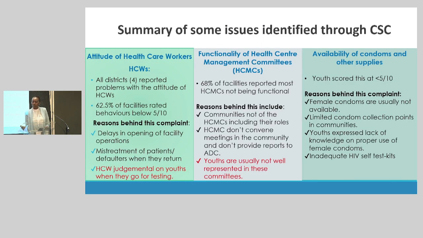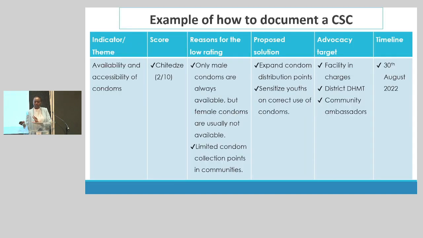Just to show an example of some of the issues that have been identified, looking also at the balance that the issues that are talked about are not just accusing the healthcare workers or the communities, but it's a balance of both issues. And the scores are coming from a common ground where all the communities and healthcare workers have agreed that this is an issue and these are the reasons. So the rationale behind the issue is also supposed to be clear, because from that then you develop the proposed solutions for those issues.